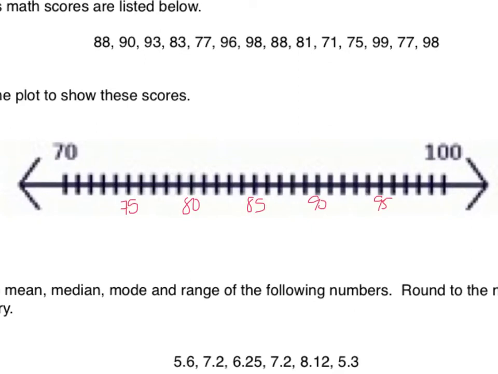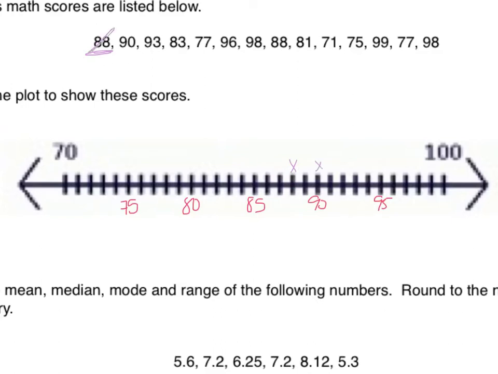So remember line plots, you just either put an X or a dot or something above where each number goes. So I'm going to use an X in this. So 88, so I go 85, I'll show you. So I go to 85, 86, 87, 88. So this right here is where it is. So above 88, I'm going to put an X. So I'm done with 88.